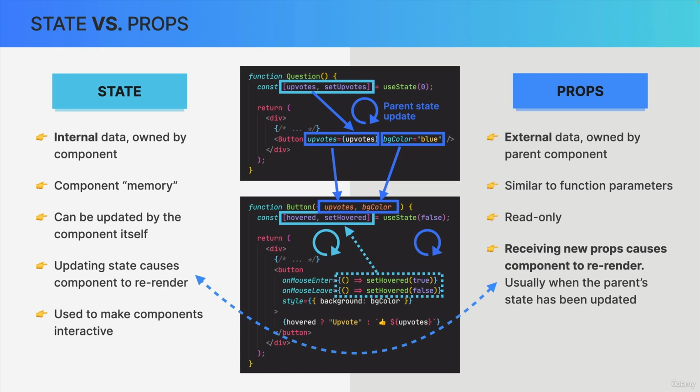Now, finally, while state is used by developers to make components interactive, props are used to give the parent component the ability to configure their child components. So basically, props can be seen as settings in child components which the parent component can define as they wish. And that's it. So if you ever get asked the difference between state and props in a job interview, I sure hope that you're going to nail it.